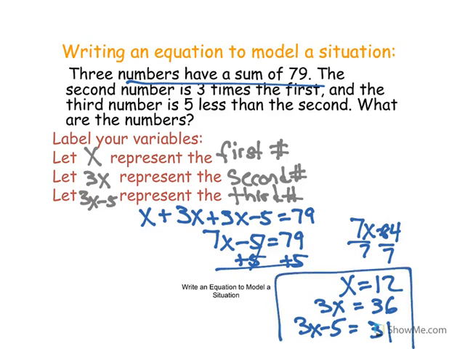Right, so what are the numbers? The numbers are 12, 31, and 36, right? And if we add those together, we get 79. And 36 is 3 times 12, and 5 less than 36 is 31. So that's our check to prove that it's correct.